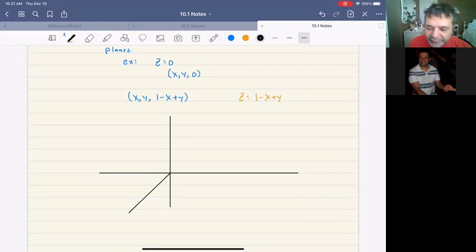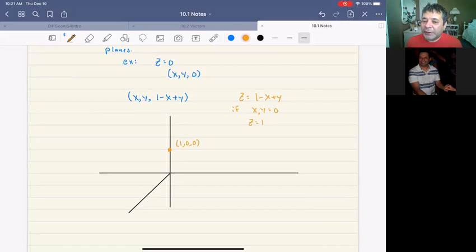Start with my 3-space. What I'm really going to do is draw just 3 points. I'm going to pick a point first: what happens if x and y are equal to 0? If x and y are equal to 0, then z has to equal 1. So that means this point up here, 0, 0, 1, is on the plane.